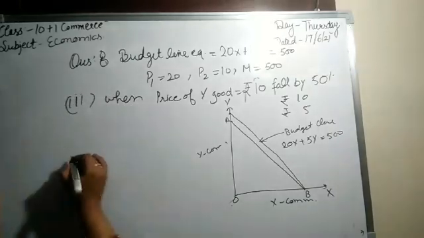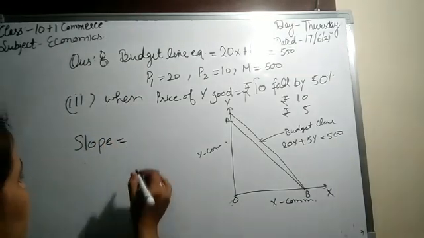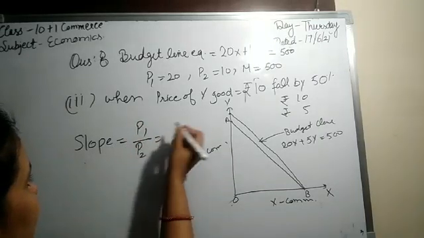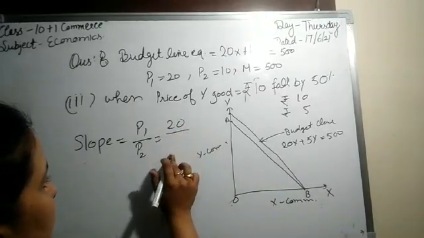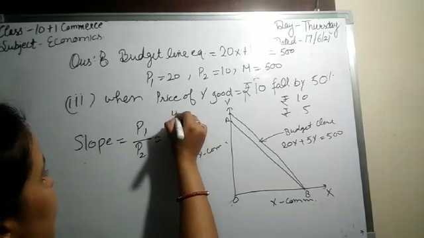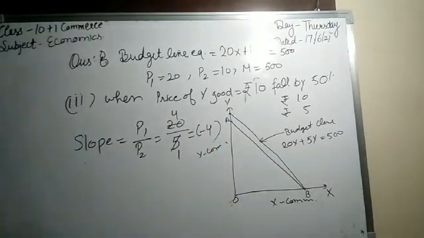Now we calculate the slope here. How do we calculate the slope? Slope is price of X commodity over price of Y commodity. The price of X commodity is 20 and unchanged, but the price of Y commodity was decreased by 50%, so it is 5 now. So the slope of the new budget line is -4. Clear?